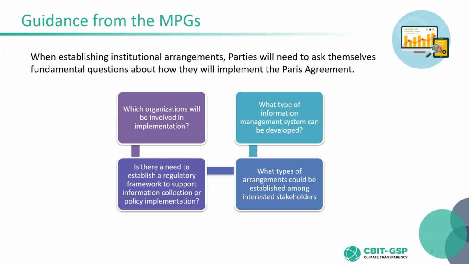According to the same MPGs, when establishing institutional arrangements, each party shall ask itself some principal questions: first of all, how will they implement the Paris Agreement, and which organizations will be involved in this implementation? Is there a need to establish a regulatory framework, for example, to support data sharing and information collection? What types of arrangements could be established among stakeholders? And what type of information management system can be developed in the country?